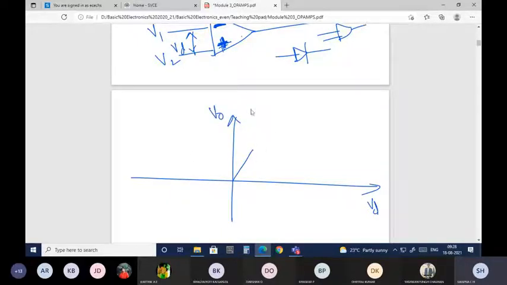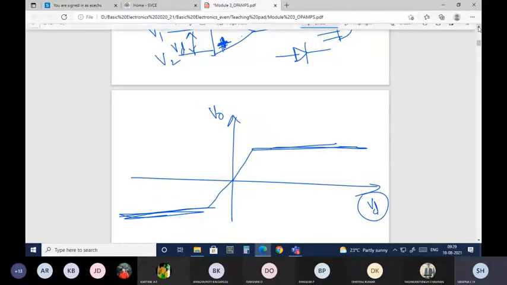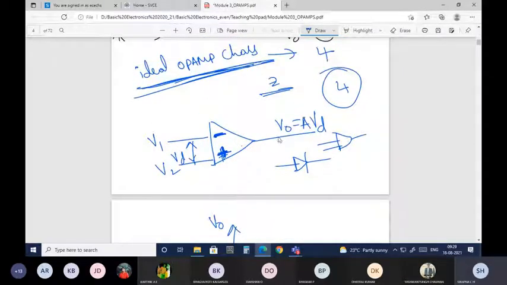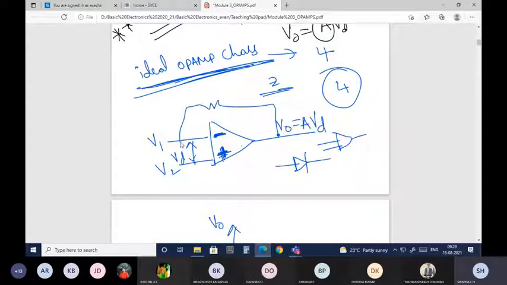Okay, so it will not go to infinity. After a certain point, it will saturate. However much you increase the difference VD, the output will still be constant. In order to avoid that, we will take feedback. Feedback is nothing but part of the output being connected as an input to the input terminal. So this is how we connect from the output to the input.